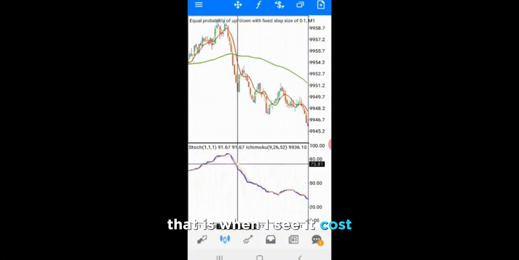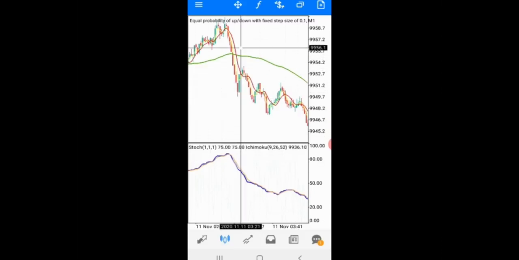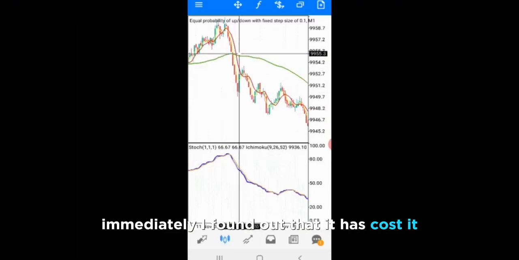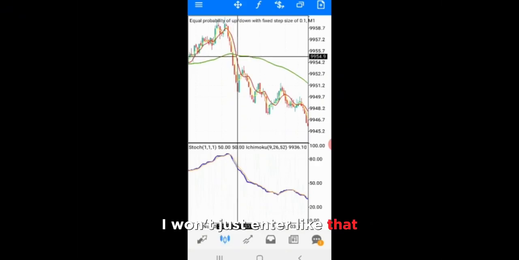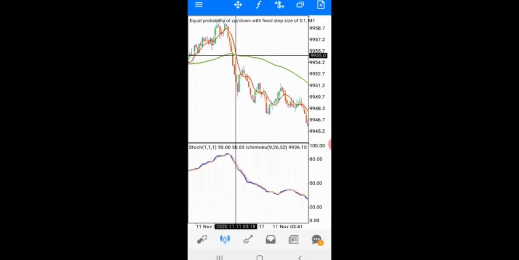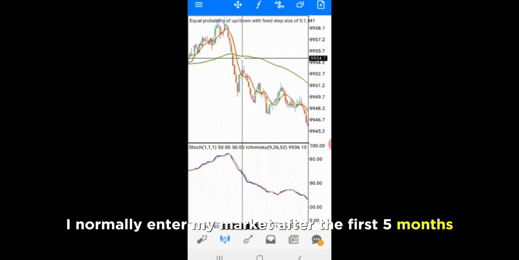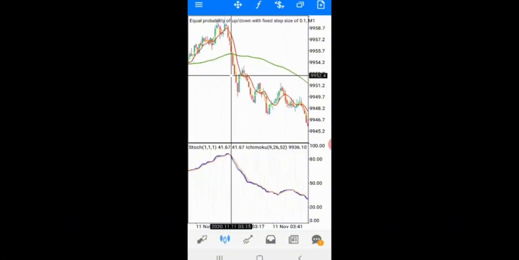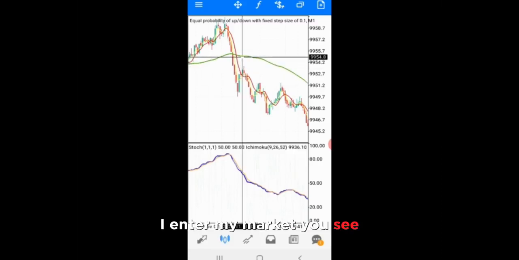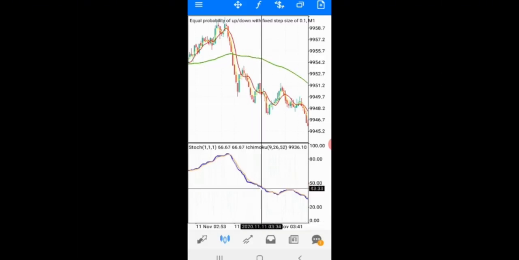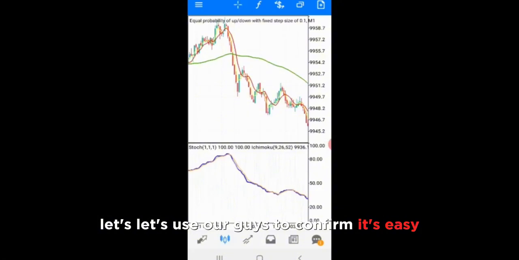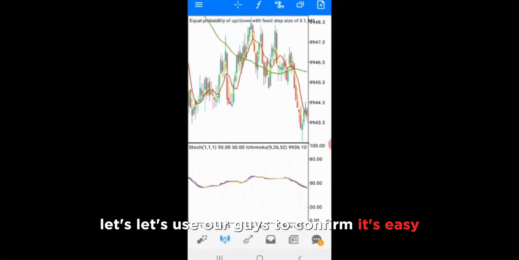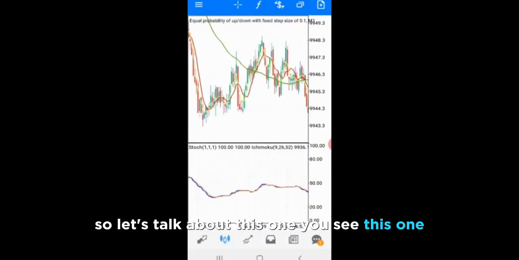That is when I see it cross, immediately I find out that it has crossed, I won't just enter like that. I will wait. I normally enter my market after the first Fibonacci. After the first one, I enter my market. You see? So from here down, it's a sell. Let's use others to confirm. It's a sell.